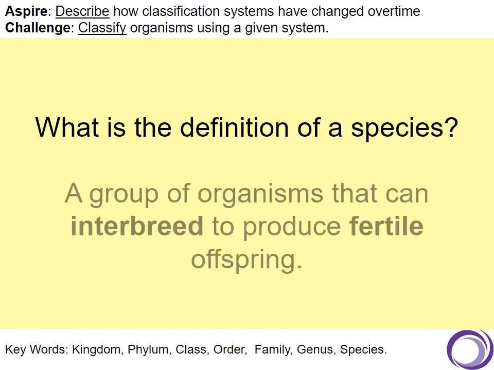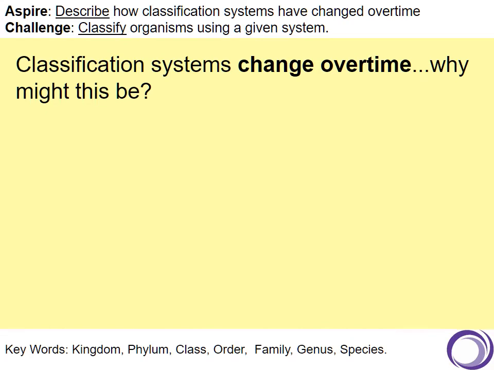Okay, so the definition of a species is a group of organisms that can interbreed to produce fertile offspring. Classification systems change over time, and we've thought about this earlier on in this video. I'm just going to give you 1 minute now to think about why this might be and reflect on what I spoke to you about earlier on. So why might classification systems have to change over time? 1 minute.